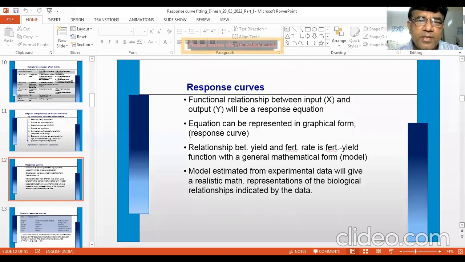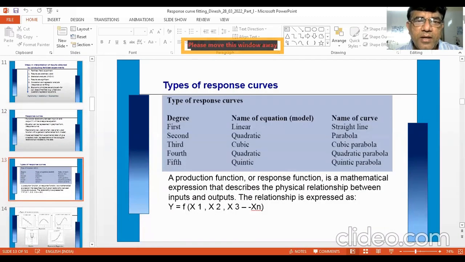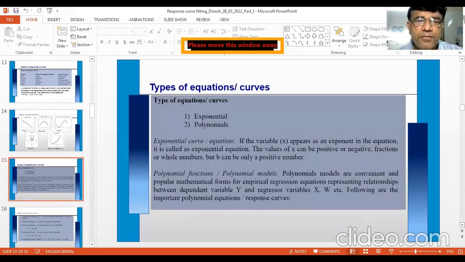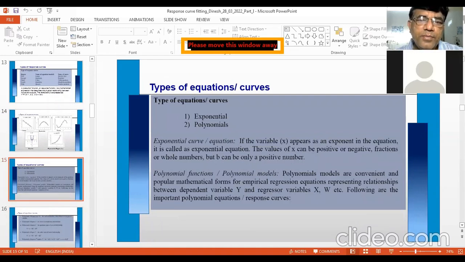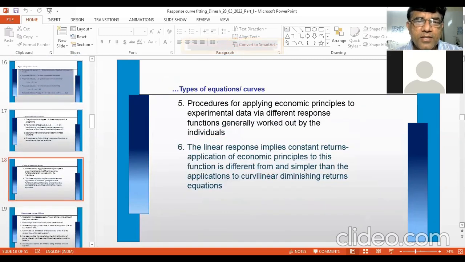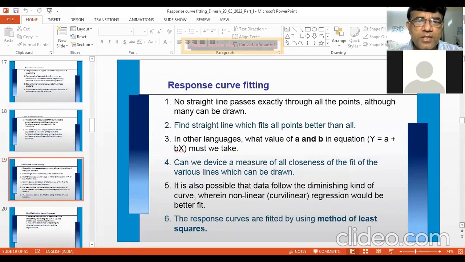So we started with response curves, relationship between input and output, and different types of response curves, their shapes, and then two kinds of equations, exponential, polynomials. We are dealing with polynomials where powers of the variable are 1, 2, 3, 4, 5, 6. And polynomial of degree 1 is a straight line, y is equal to a plus bx, and so on. And then we discussed the details about the equations. We started with the response curve fitting.